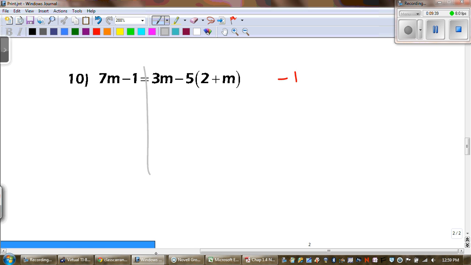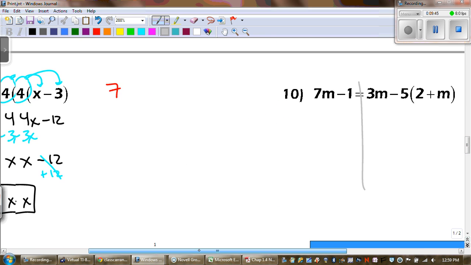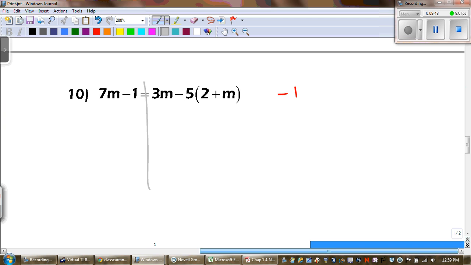Drawing the line down the side for number 10. Did I skip one? Oh my gosh, guys. I skipped to 10. Why didn't any of you tell me?